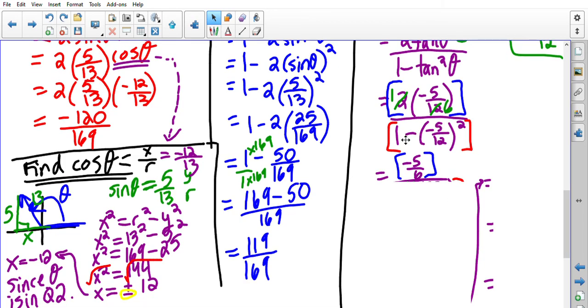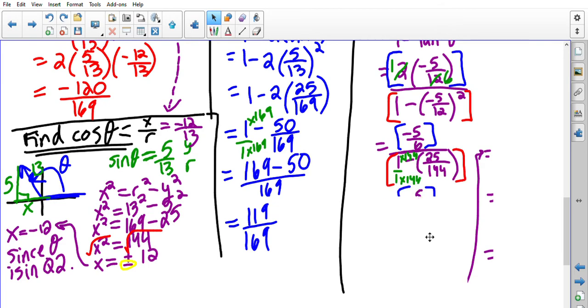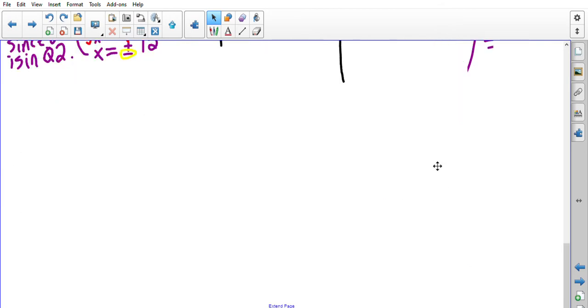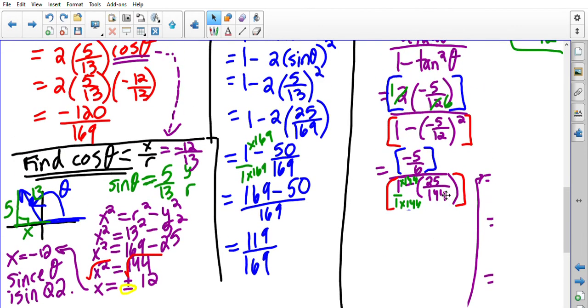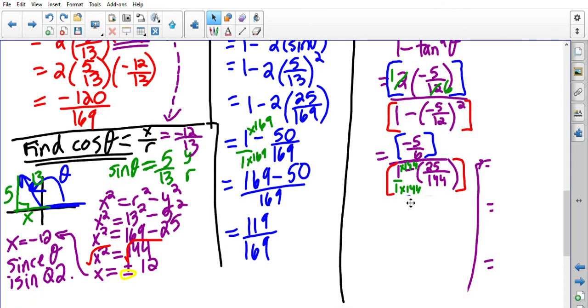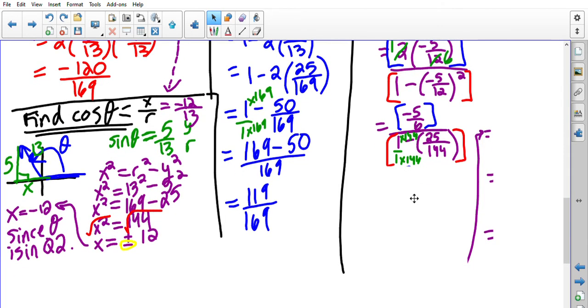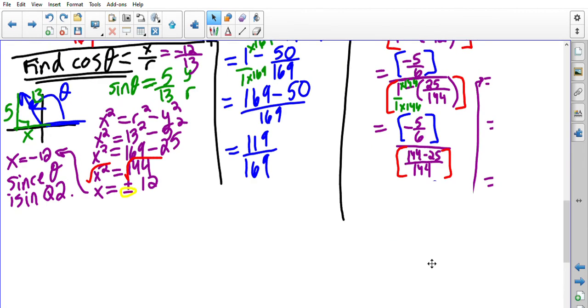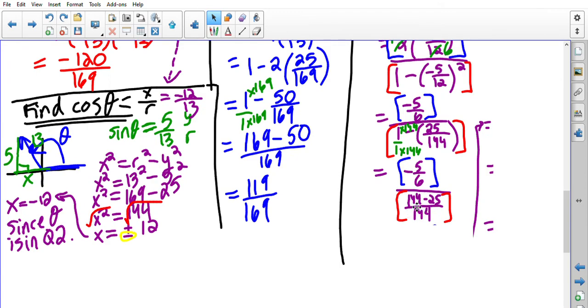The denominator, you're going to do 1 minus, and then you have to square the top and the bottom here. So negative 5 squared and 12 squared. So we're going to get 1 minus 25 divided by 144. In order to simplify the denominator, we are going to have to find a common denominator of 144. So multiply the top and bottom of 1 there. So we're going to get negative 5 over 6 divided by 144 minus 25 divided by 144.